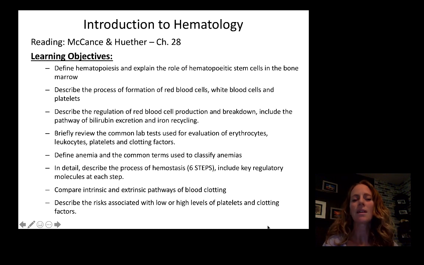So this is really a lecture that's going to give you some of the basics of blood cell formation for red blood cells, white blood cells, and also platelets. We'll talk a little bit about the regulation of their production, their breakdown, and some of the common lab tests and clinical applications. This is by no means going to give you everything you need to know for hematology, but should be a quick introduction to get you started.